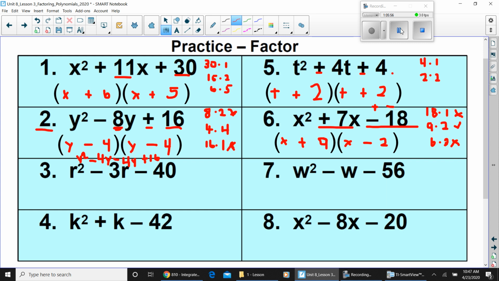Right? Try number 3 and 7 on your own. Press pause now.